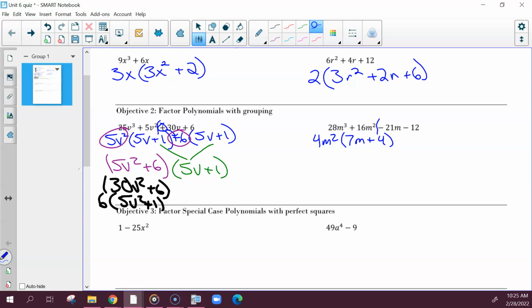And then what could we divide out of the last two? 3. But this is negative. Whatever the sign is, bring this down. This would be -3 that we're dividing out. What would be left? 7m plus 4. Then we need our final factors. What's on the outside becomes 1, so 4m squared minus 3. And then what's on the inside becomes 1, 7m plus 4. What questions do we have on that?